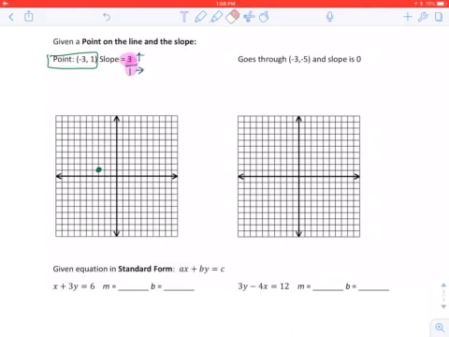So that means we're going to go up 3 and right 1. From this starting point that we were given, we're going to go up 3 and right 1.